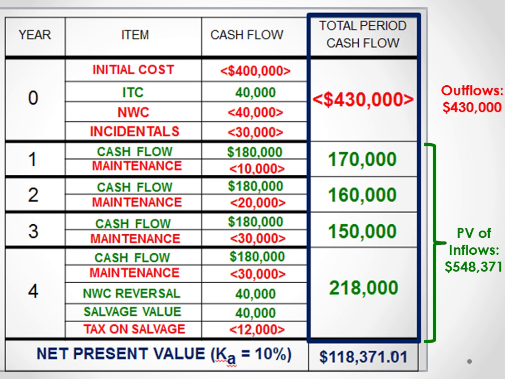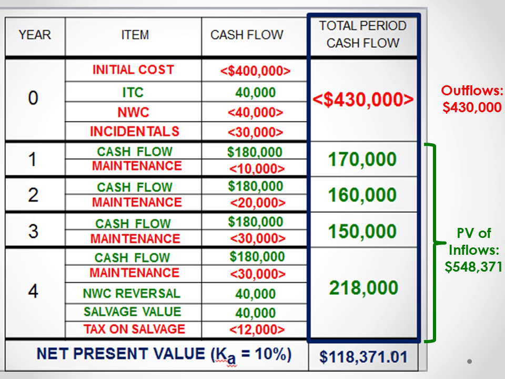So I'm going to go ahead and take those cash flows that we figured at the end of Module 9A. So we have a $430,000 cash outflow, but then we have cash inflows of $170,000, $160,000, $150,000, and $218,000. If you plug it into Excel, the present value of our inflows is $548,371. I'll show you how I did that on the next slide. And the present value of our outflows is negative $430,000.